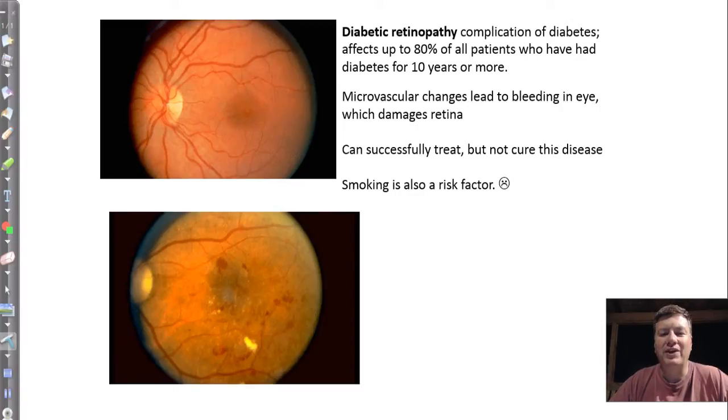This is diabetic retinopathy. This is a normal retina. Here's what happens if somebody experiences complications with diabetes. You have these microvascular changes in the eye, which damages the retina. So if you don't have the adequate blood supply, the retina breaks down. We can treat this disease, but we can't cure it. And smokers are a lot more likely to have diabetic retinopathy than non-smokers.